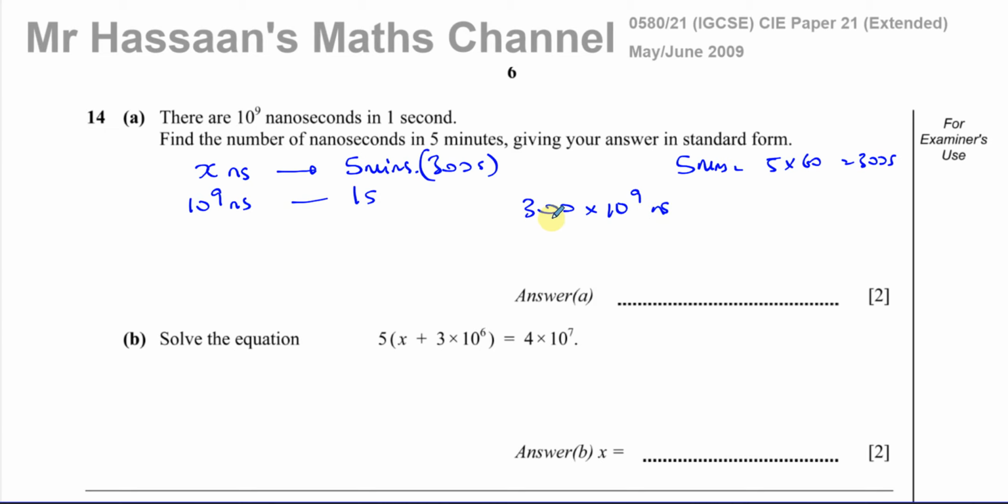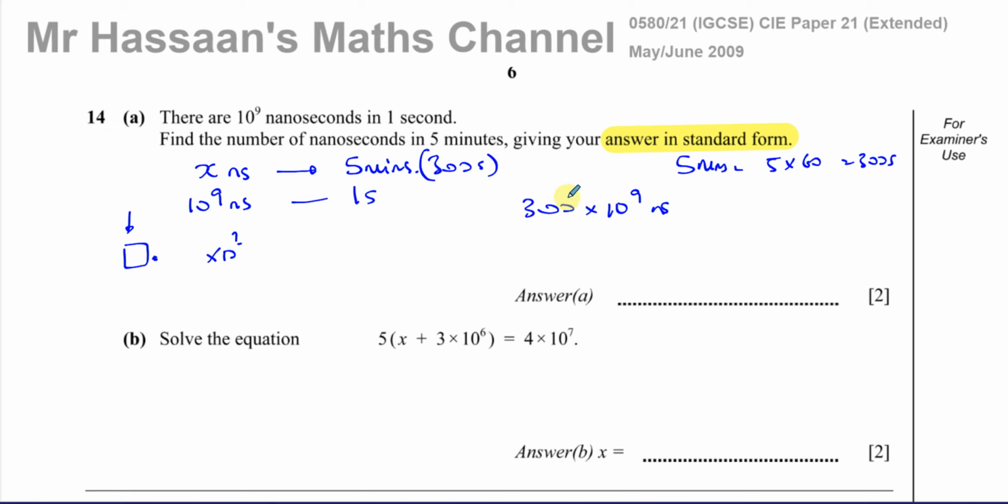All right, so we want to give the answer in standard form. Now what we have here is this number. It's not in standard form. A number in standard form should have only one digit before the decimal point, which is non-zero. It could be any number from 1 to 9, but it cannot be 0. And then it's multiplied by 10 to the power of something, all right?